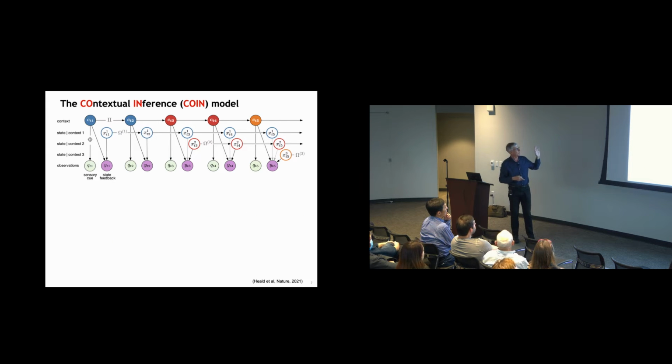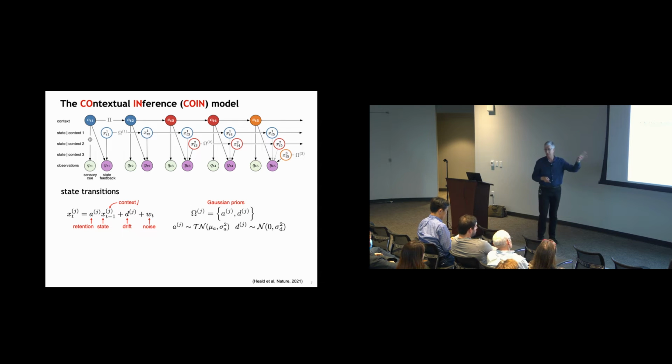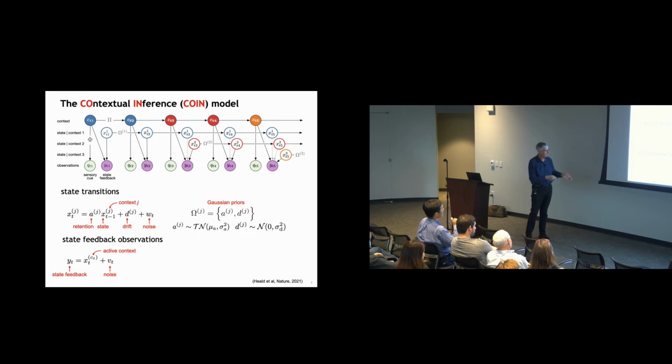Finally, we have to put priors on the context transitions here, and we're working with very simple scalars, so we just say the state of the jth context is some retention parameter A between 0 and 1, so it decays away from the previous step, and I've got some drift D, and that drift allows me to maintain things over long times, and some noise. And we just put sensible Gaussian priors or truncated Gaussian priors over the A and the D. And finally, what we get as output, the state feedback, is the state of the active context plus noise.